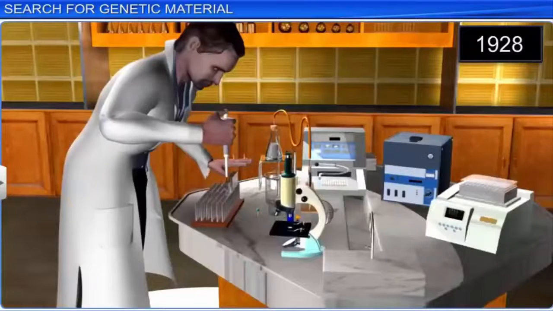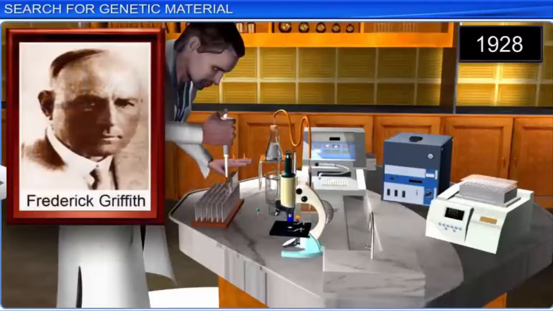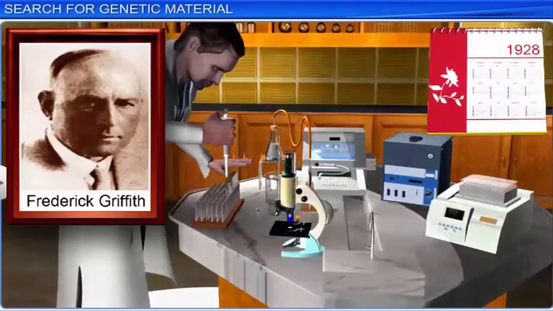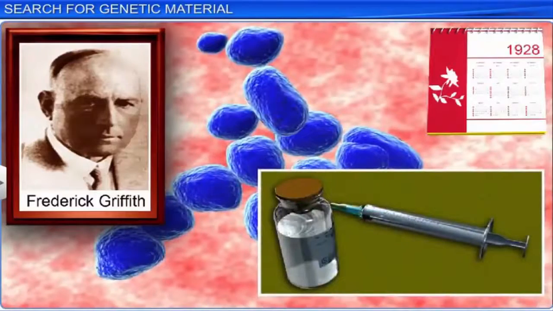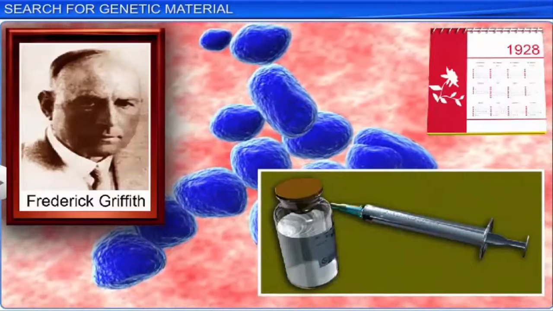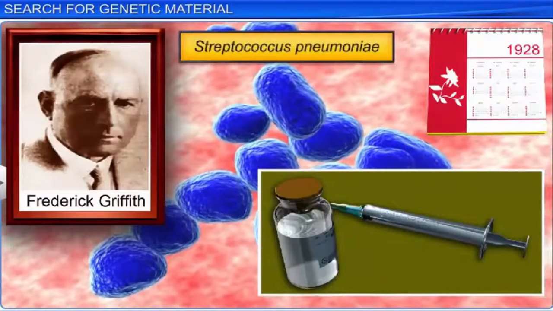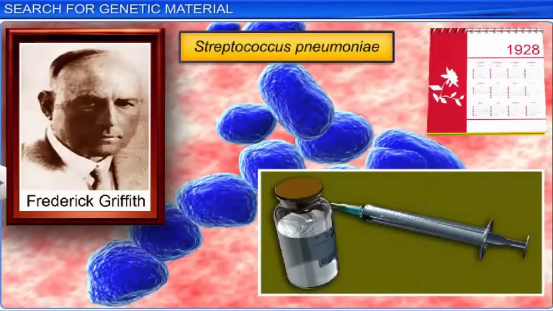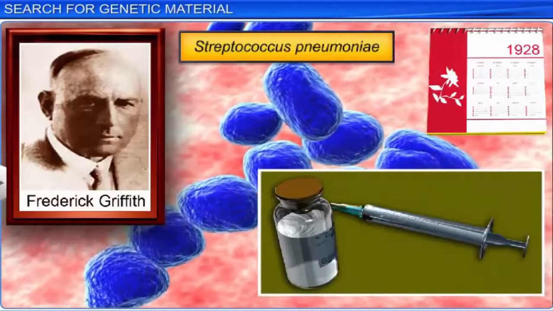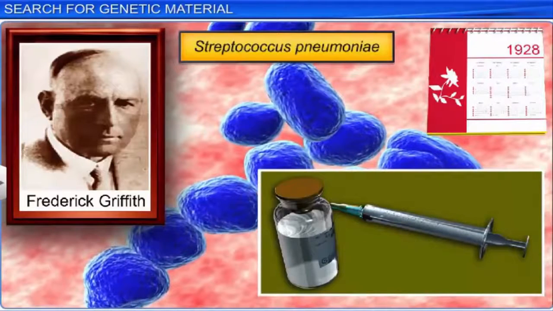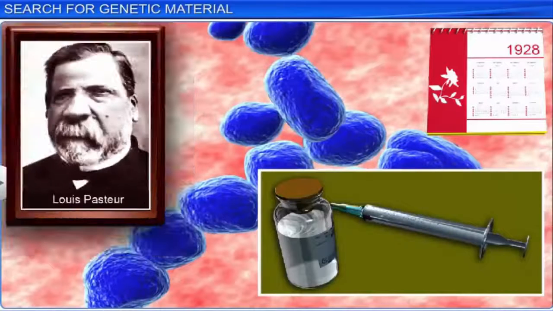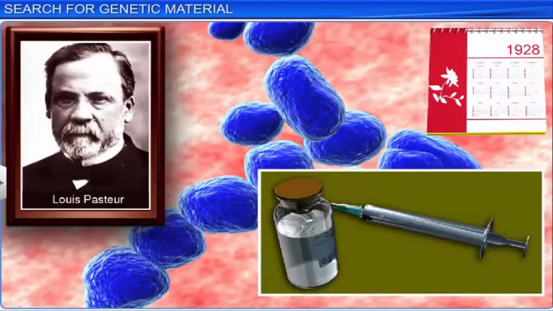However, in 1928, Frederick Griffith, a British scientist, conducted an experiment that accidentally demonstrated the transformation of genetic material in bacteria. In fact, Frederick Griffith was in the process of developing a vaccine against the bacteria Streptococcus pneumoniae that caused pneumonia by inoculating the dead microbes, along similar lines of Louis Pasteur's experiments on vaccination.